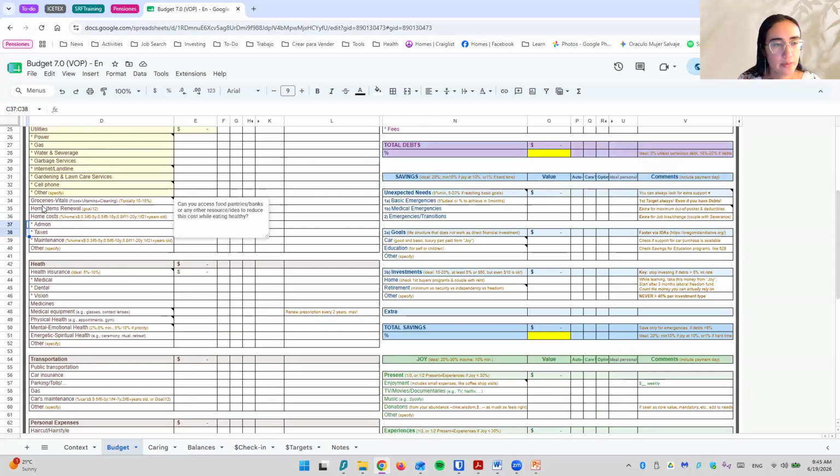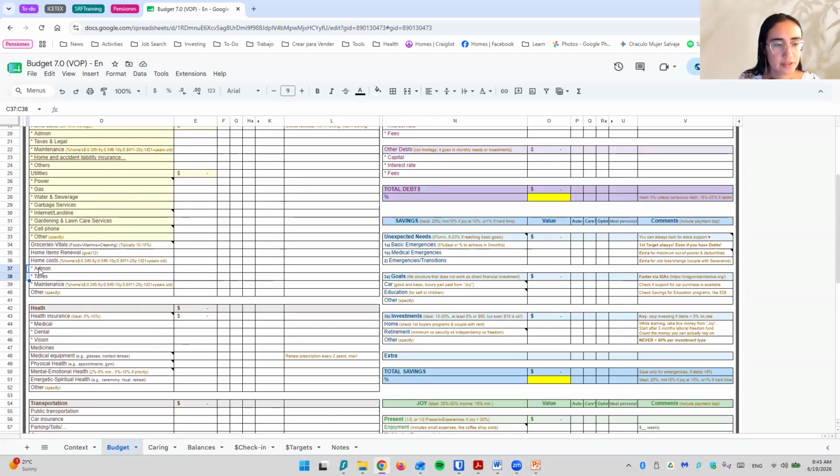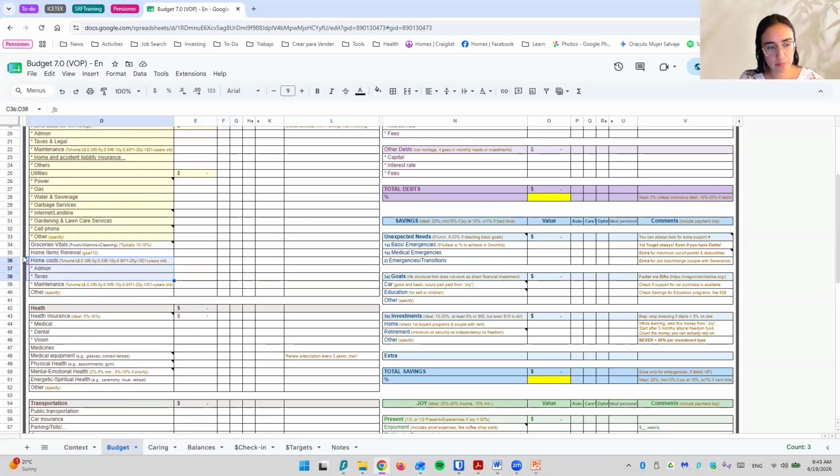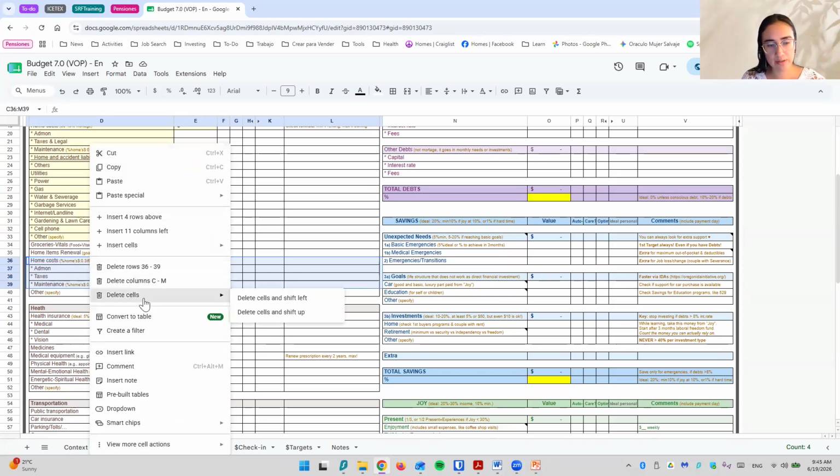So I think we already talked about the taxes and the administration. For instance, this is a part that I should delete because it's double. I forgot for some reason, but this is a good exercise to show the people who are working in the digital version how you can delete things if you want. For instance, I choose from this whole area until this part. This is only for people who are working digital, and you say delete cells and then shift up.